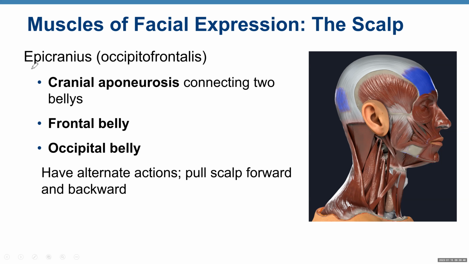They have alternate action, pulling the scalp forward and backwards. Well, you don't really pull the scalp, right? You pull the skin of the scalp. If you look at the frontalis, the insertion is actually the skin of your forehead, and when you contract it, you raise your eyebrows. So when you raise your eyebrows, that's your frontalis muscle. The frontalis muscle does it for you.